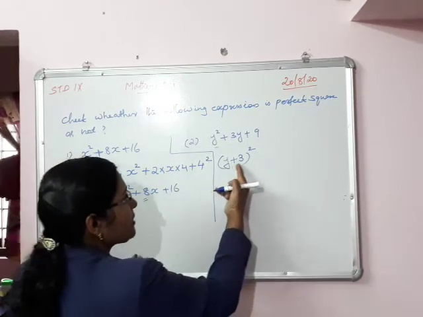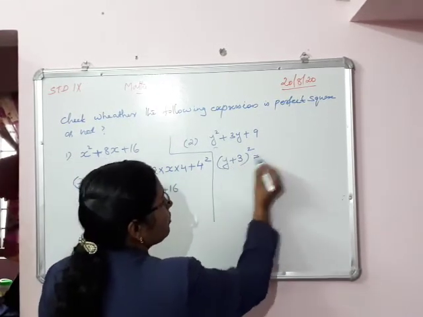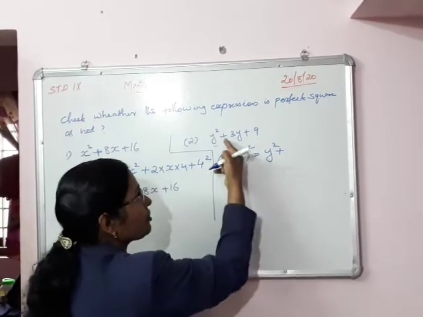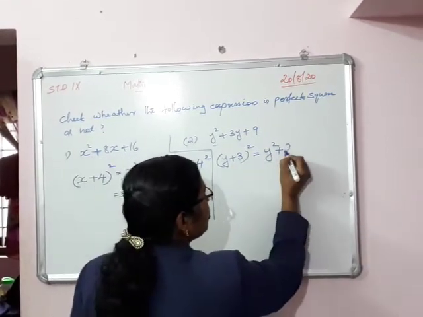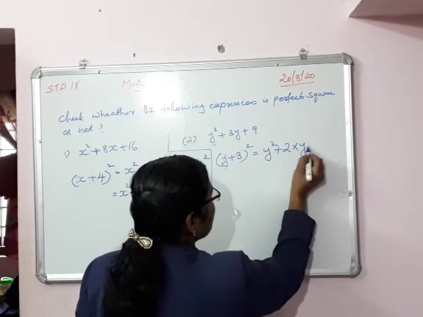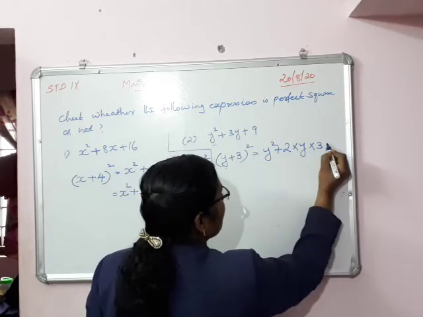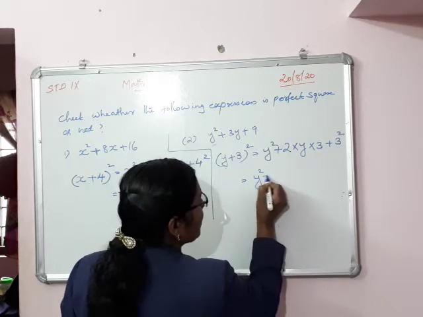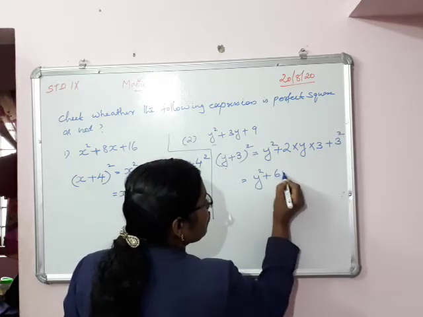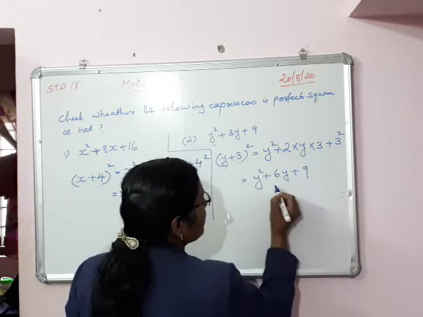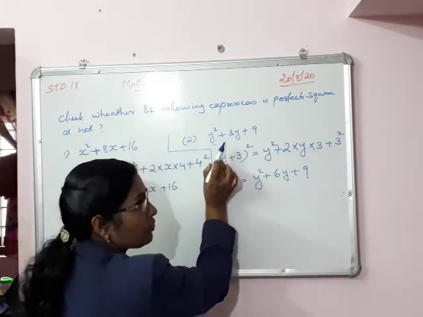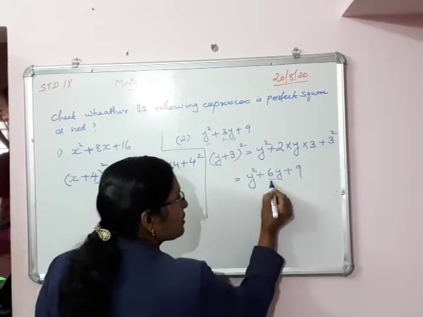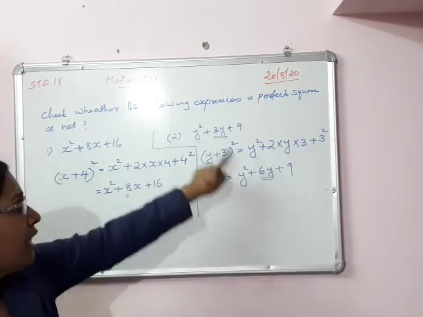Then y plus 3 the whole square is equal to, how will it come? y square plus, it is the expansion of a positive one, 2 into the first term y into the second term 3, plus the last term squared, 3 square. Listen, y square plus 6y plus 9. Here you see, whatever our question, the middle term is 3y, but our answer is 6y. So it is not a perfect square.